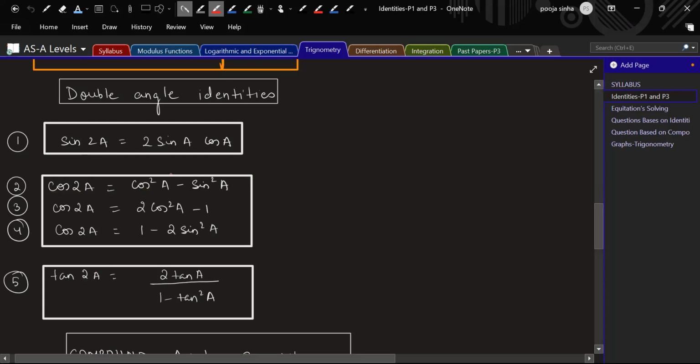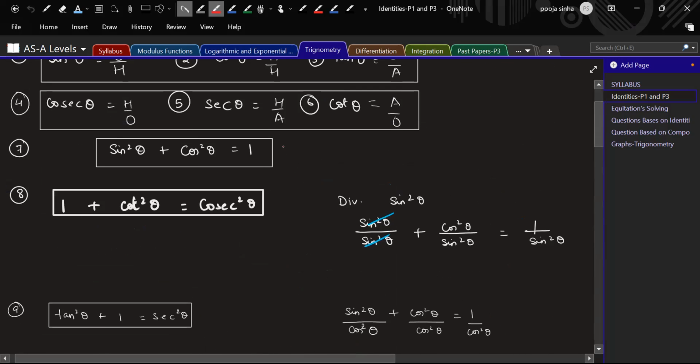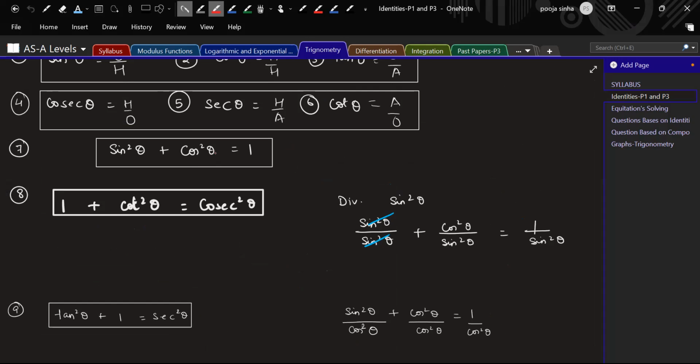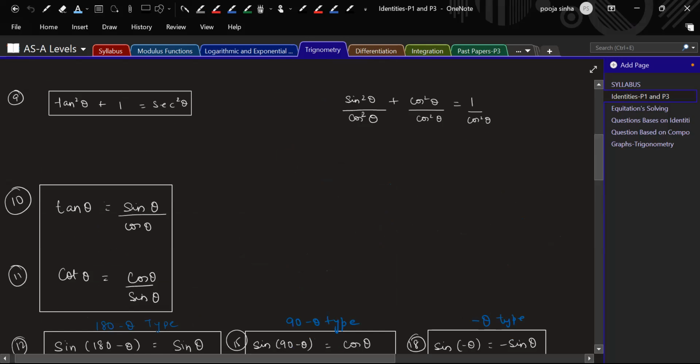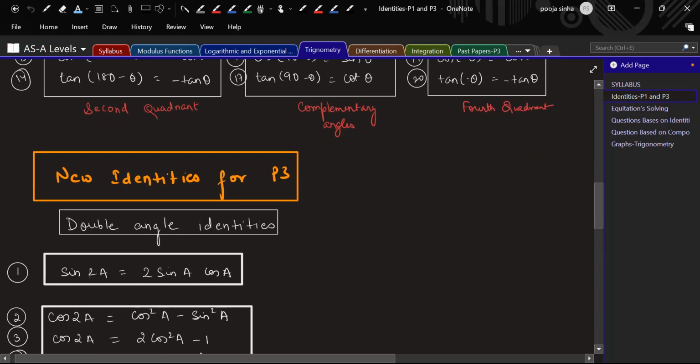Now, I want you to try something. In place of sine square, can you please use the identity, replace sine square with 1 minus cos square, and give me the new identity. What will you get for cos 2a?